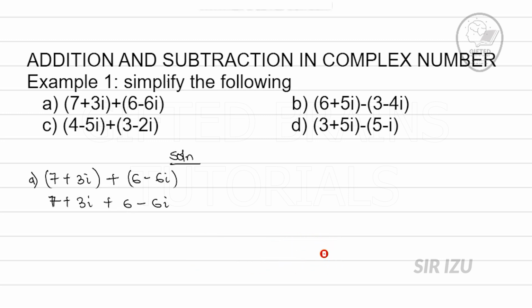Now add up the real parts together, which is 7 plus 6, and then the imaginary parts together, which is 3i minus 6i. So at the end of the day, 7 plus 6 will give me 13, the real part, plus 3i minus 6i. That will give me not positive, but minus 3i. So that is the solution to the first one.